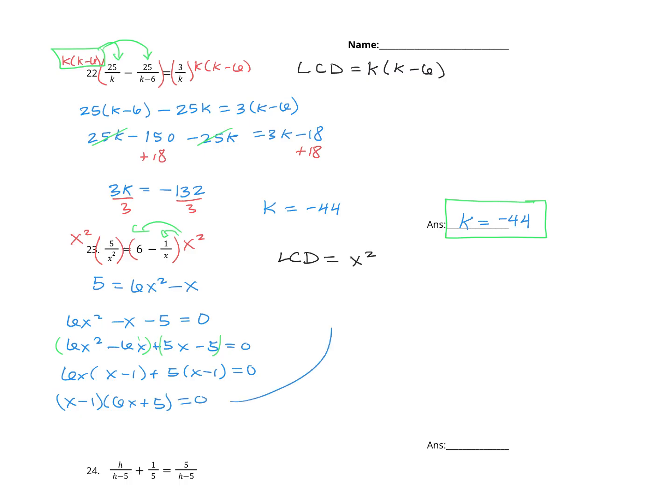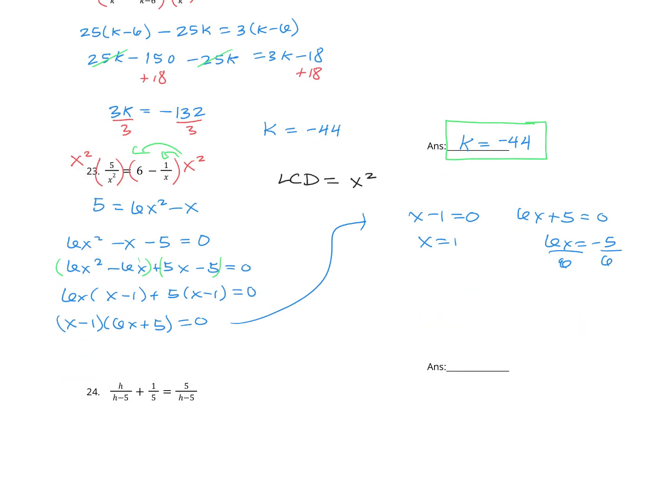Earlier in the note packet, we saw that you can set both those factors equal to 0. So x equals 1 is one solution, possibly. And then subtracting 5, I get 6x equals negative 5, divided by 6, negative 5/6. So 1 and negative 5/6. Again, the one solution you wouldn't want here is 0 because substituting 0 in place of x would force you to divide by 0.